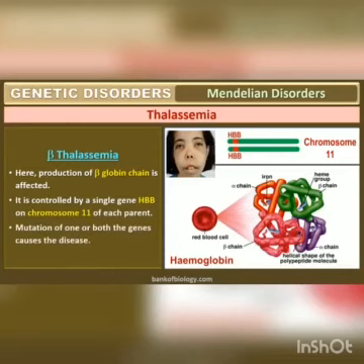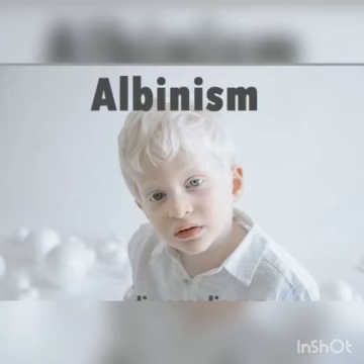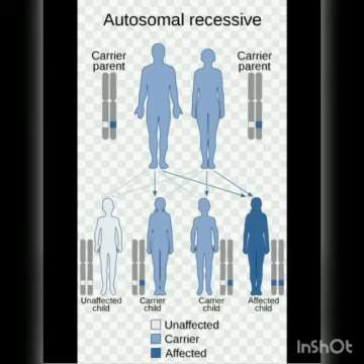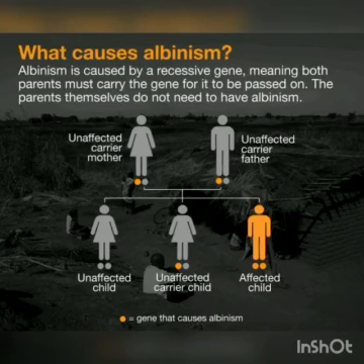Mutation of one or both the genes causes this disease. The other Mendelian disorder is albinism. Albinism is an inborn error of metabolism caused due to autosomal recessive gene. Melanin pigment is responsible for skin color. Absence of melanin results in a condition called albinism.